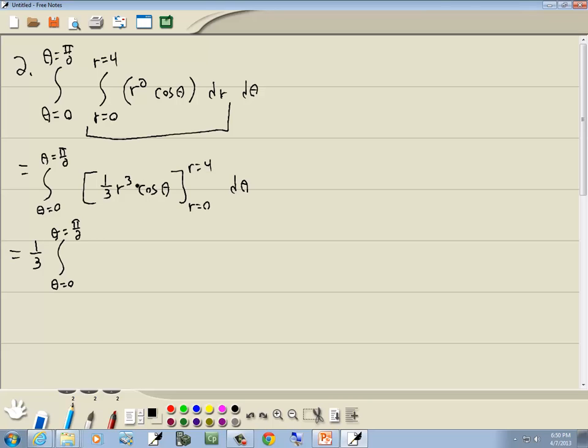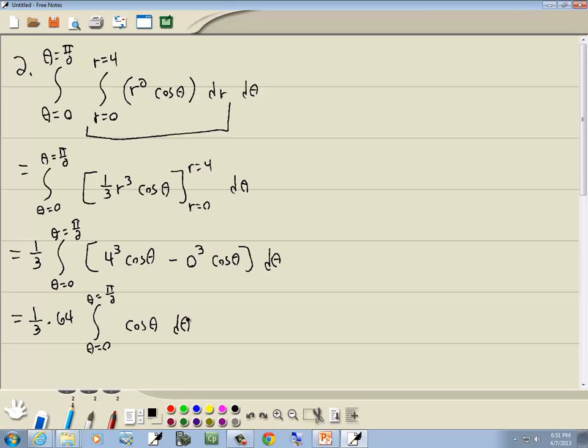Now I'm going to plug the 4 in for the r. So we're going to have 4 to the third cosine theta minus, now put 0 in for the r. So we'll have 0 to the third cosine theta d theta. Well, 0 to the third is 0 times cosine is 0, so that drops away. 4 to the third: 4 times 4 is 16, times the other 4 is 64, so I'll take it out in front. So I have 1/3 times 64, theta is equal to 0 to theta is equal to pi over 2 of cosine theta d theta.